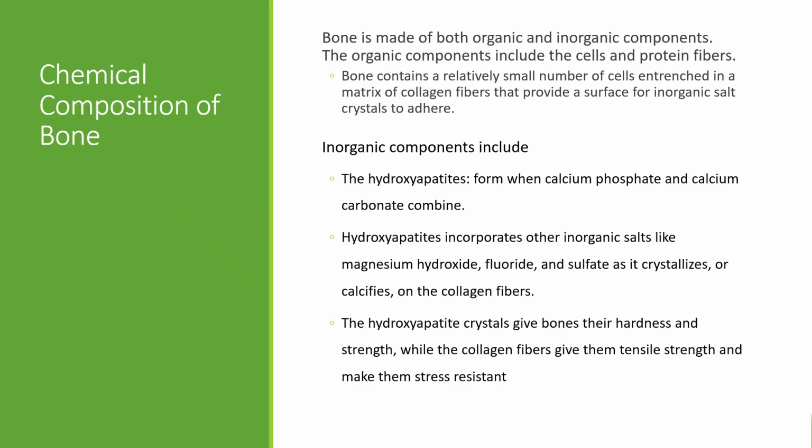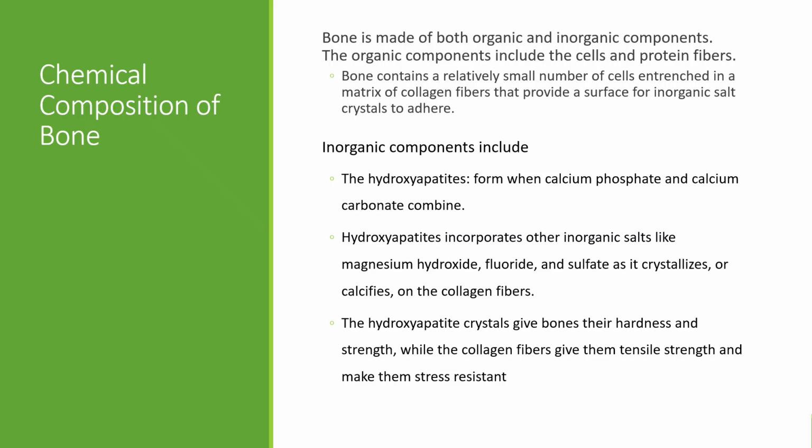The chemical composition of bone. So bone is made of both organic and inorganic compounds. The organic compounds include the cells and the protein fibers. Bone contains a relatively small number of cells in comparison to other tissues that we've looked at. Those cells are actually trapped in a matrix of collagen fibers that provides the surface for the inorganic salt crystals to stick to. So the two of them are meshed together. The inorganic compounds include the hydroxyapatites. These form when calcium phosphate and calcium carbonate combine.